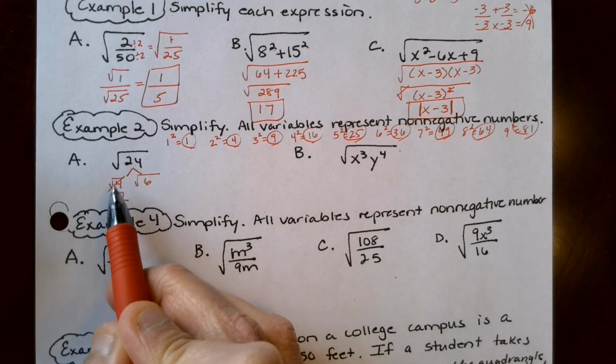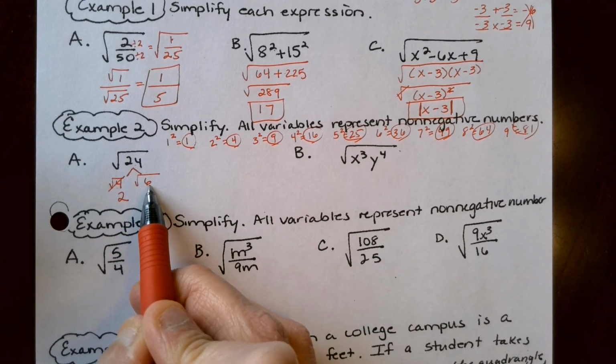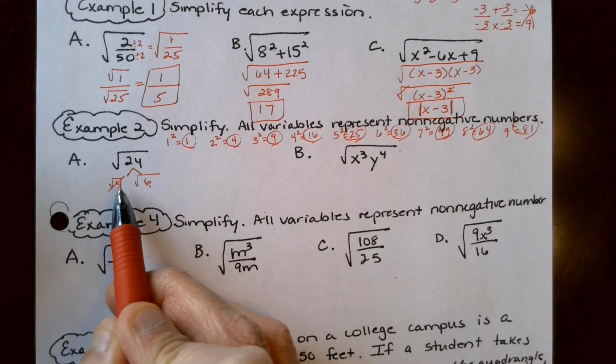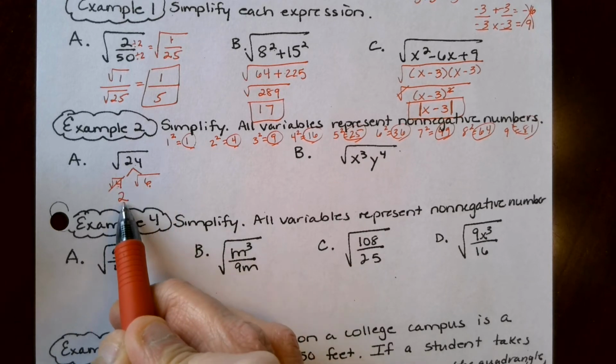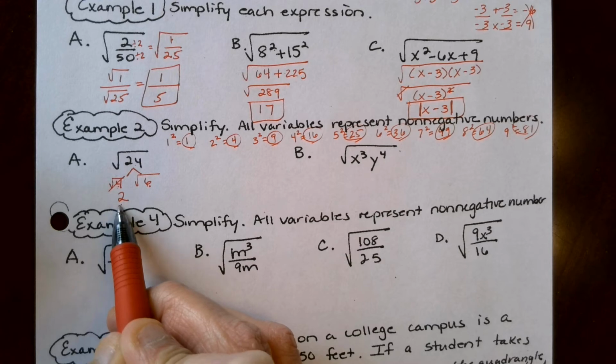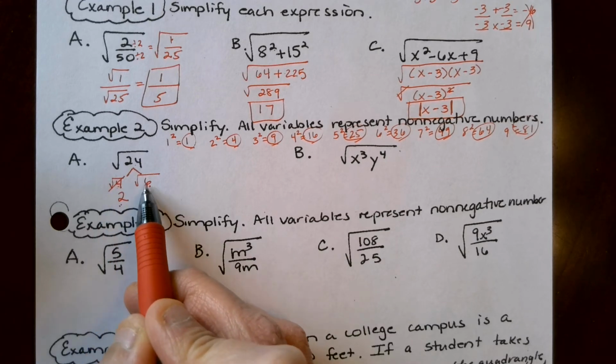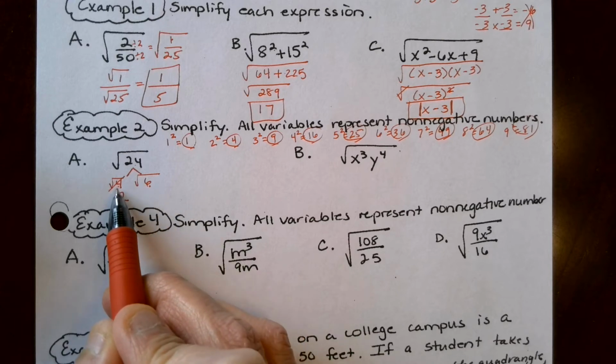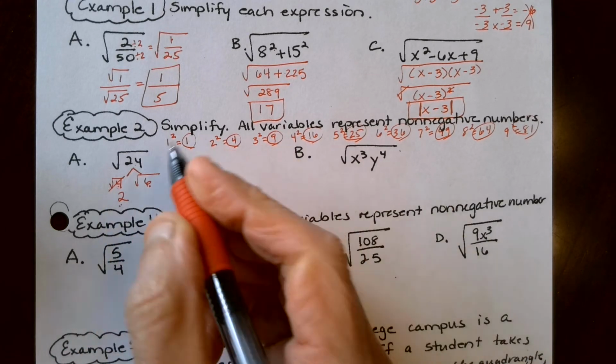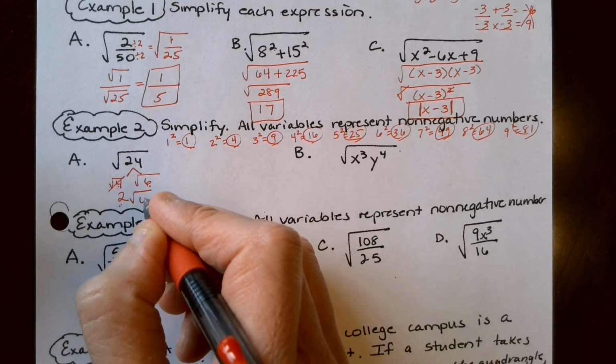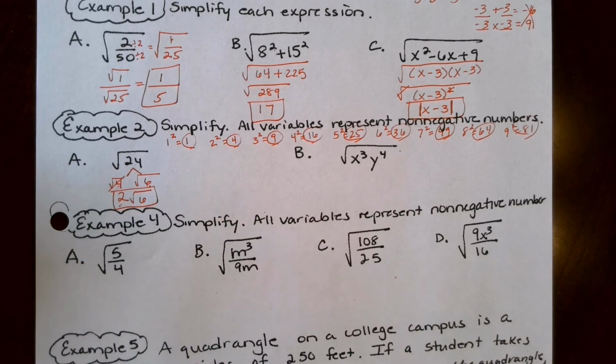I could have put 2 and 12, but that doesn't help me because when I take the square root of 2 over the square root of 12, it doesn't come out even, or whole, like this. Okay? So that's why we specifically picked this combination, because one of them was a perfect square. And that is as far down as that one can go, and we're all set.